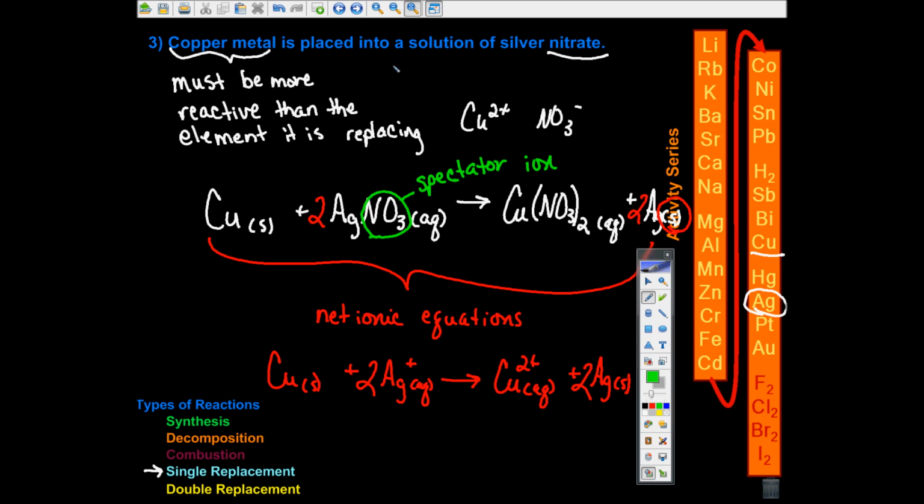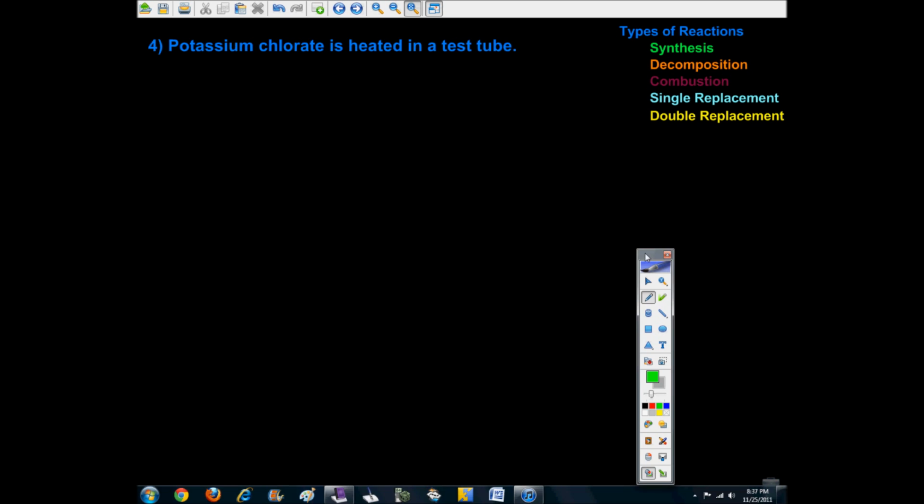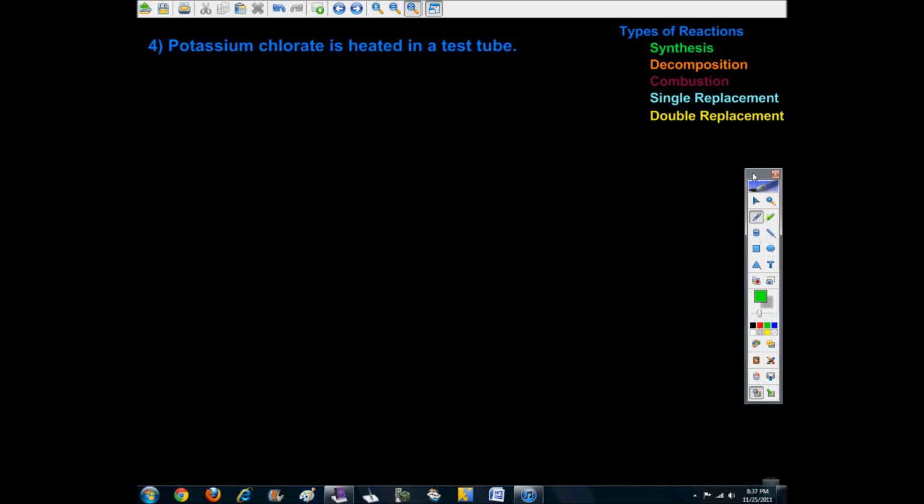Okay, let's go to the next one. Potassium chlorate. Okay, potassium chlorate is heated. So that's the only thing you're given here. One compound and you're heating it up.